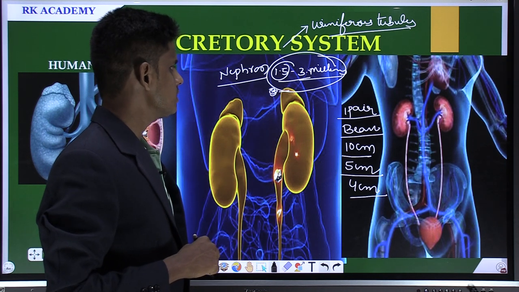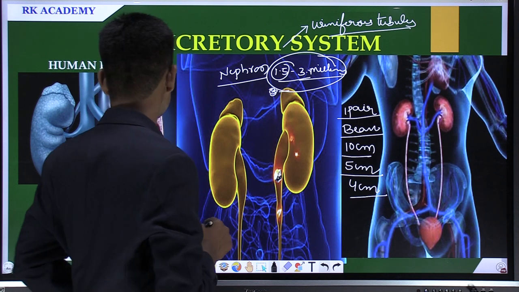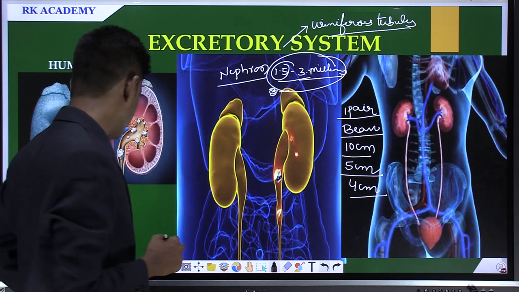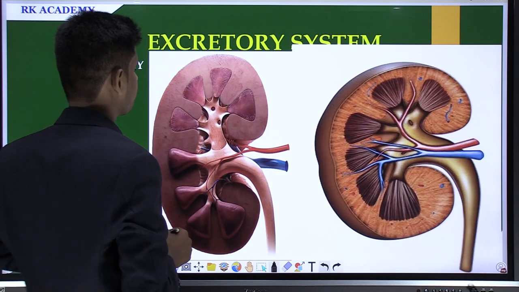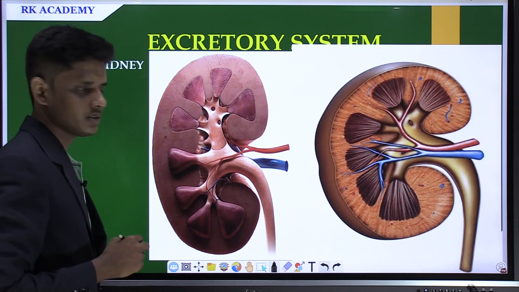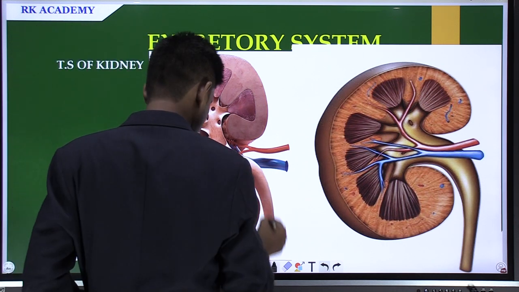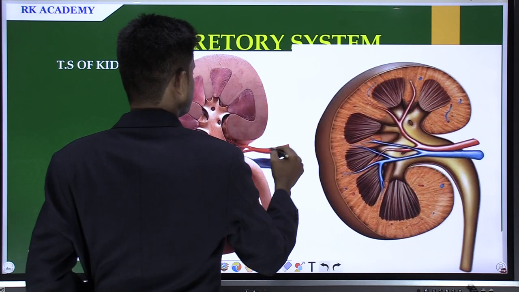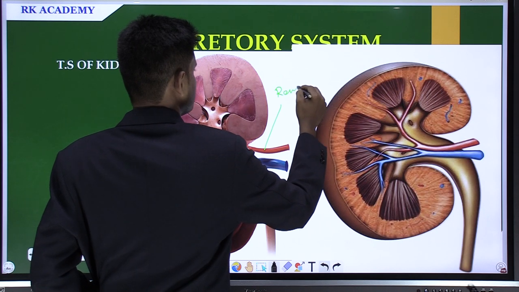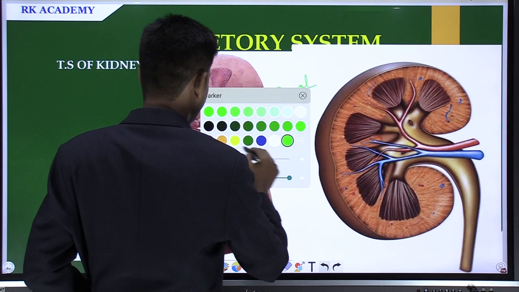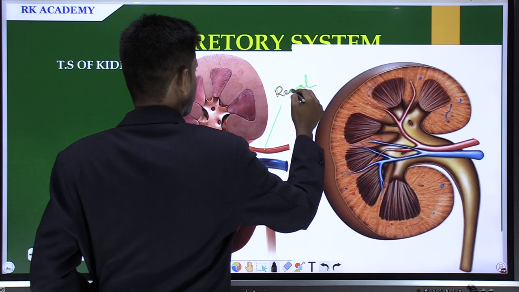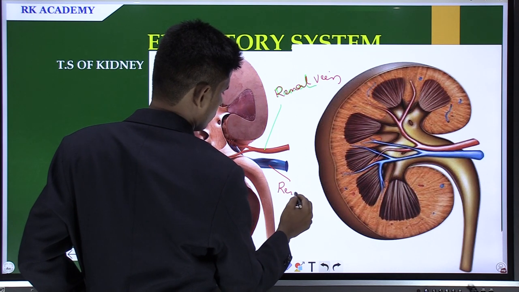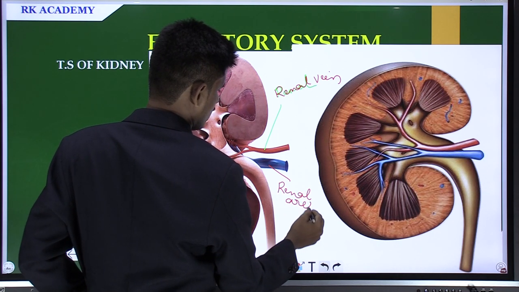And also, you know what, these kidneys possess a renal artery and a renal vein. You just have a look at this. This is the structure of a kidney. This kidney possesses, yes, this is the renal vein. And what is this? This is the renal artery.